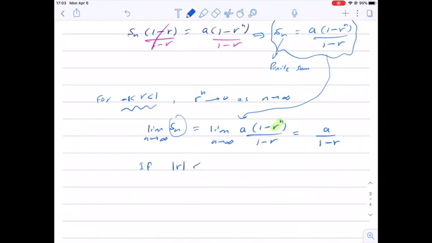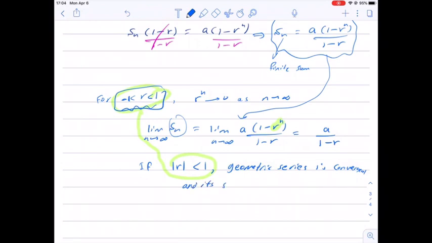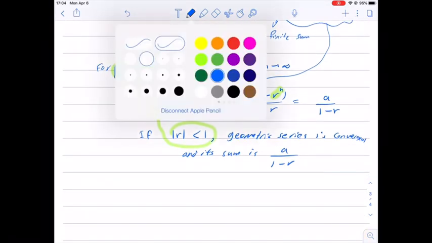So if the absolute value of r is less than 1, that means this is equivalent to this form. That means r is between -1 and 1. Those are equivalent. So instead of writing r between -1 and 1, we can write absolute value of r is less than 1. So if this is true, then the geometric series is convergent, and its sum is given by a over 1 minus r.